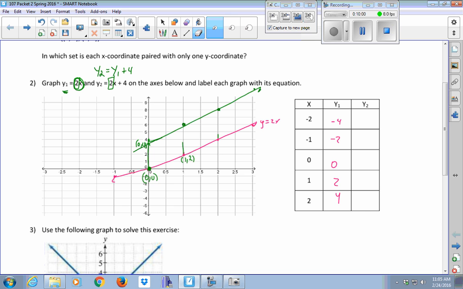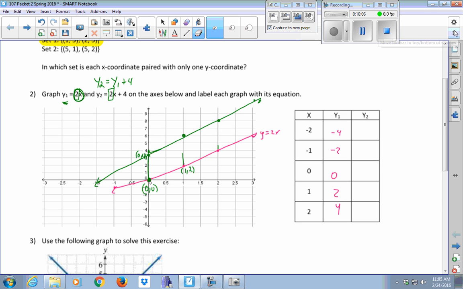So you notice this graph is parallel, but all the y steps are up by 4. So this has to do with material next week. This is what we call transformations.